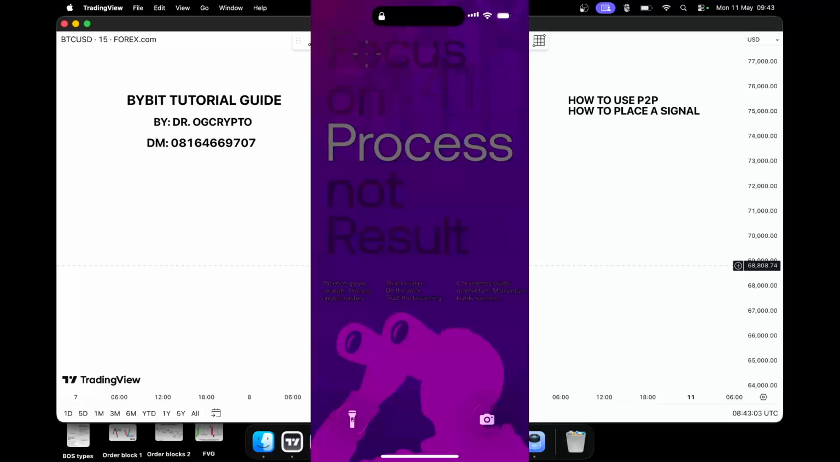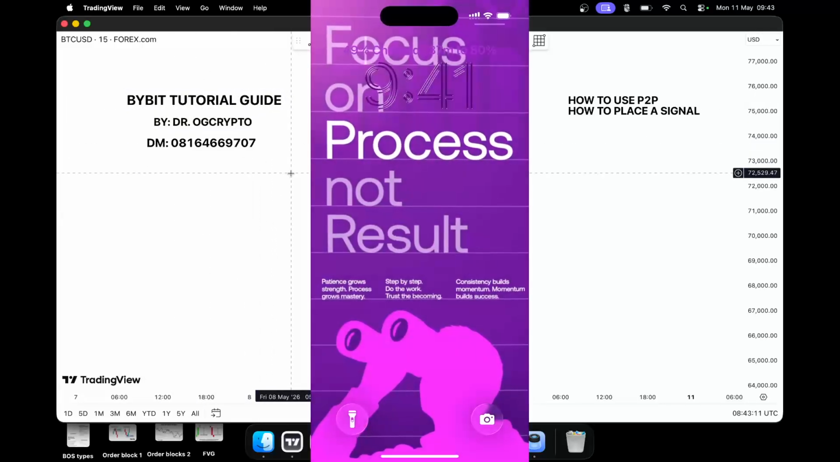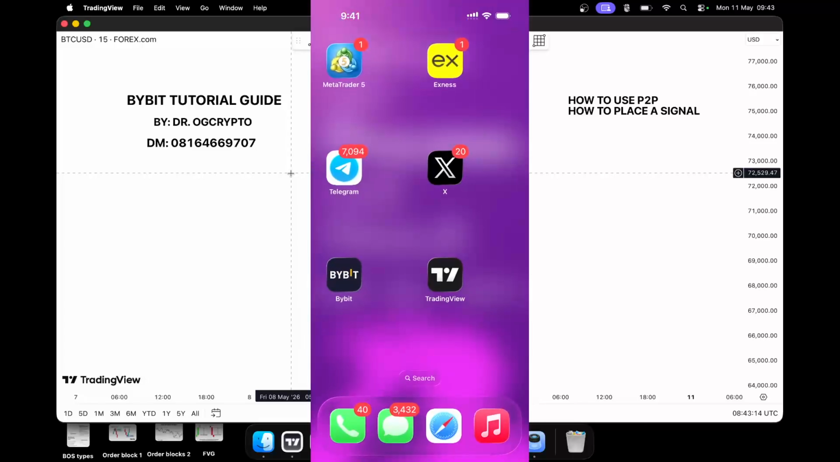So in this particular video, I'll be teaching you how you can navigate through BYBIT. You understand? So we are going to be doing a BYBIT tutorial. After that, we'll do an MT5 tutorial. We'll do an XNET tutorial, Telegram, X, TradingView, and how to use all these apps that you need to start your trading journey. So let's start with BYBIT first.